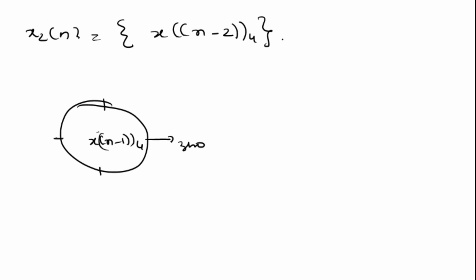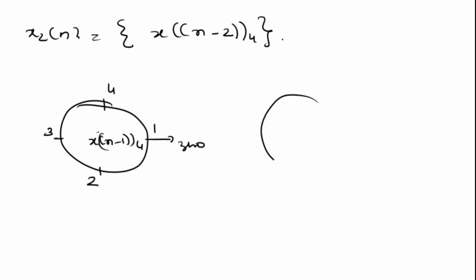X of n we have already drawn. For x of n minus 1, we have to shift the signal in the anti-clockwise direction. So x of n was 4, 1, 3, 1, 2, 1. So 1 will come here, 4 will go here, 3 will come here, 2 will come here.